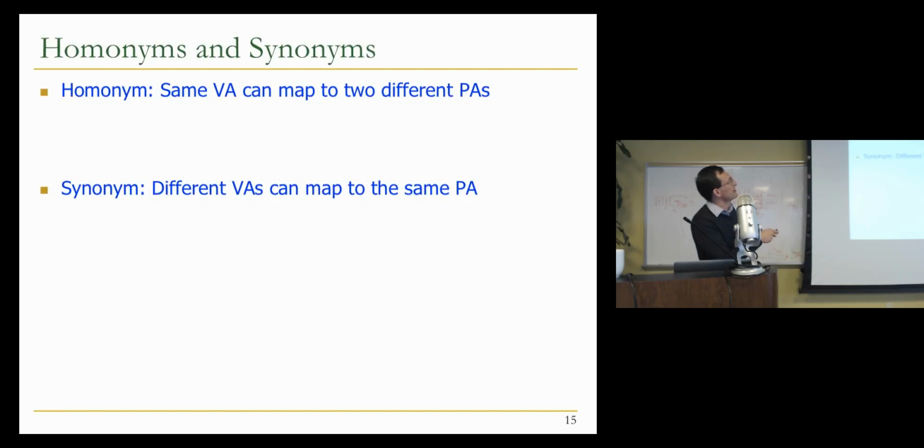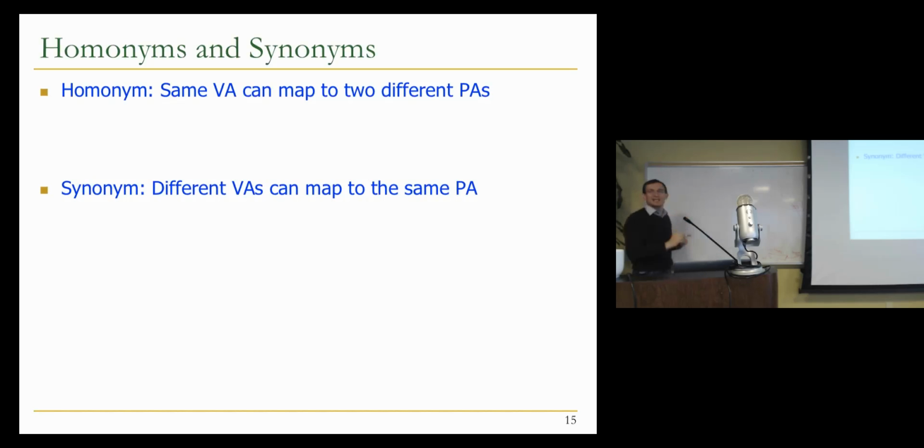Homonym problem is you can have the same virtual address, and that can map to two different physical addresses. Right? When can this happen? Any thoughts? No, you know virtual memory. So you can tell me when the same virtual address can map to two different physical addresses. Yes? Two processes. Exactly, two different processes, right?